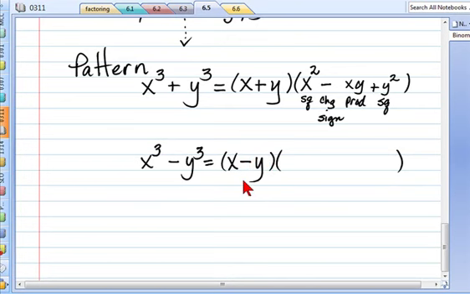Keep that sign. Now, I'm going to say the word square. Square the first one. X squared. Change the sign. Plus product. X times y. Square the last one. Plus y squared.